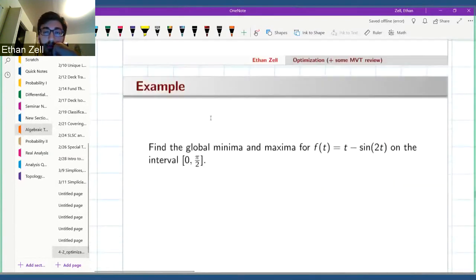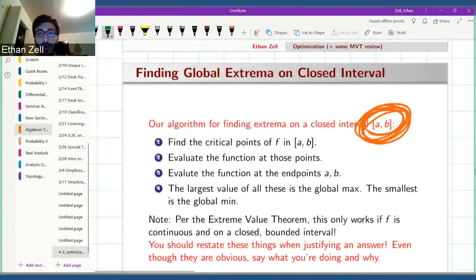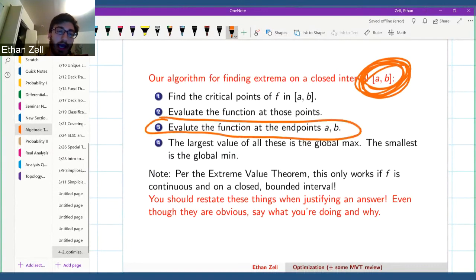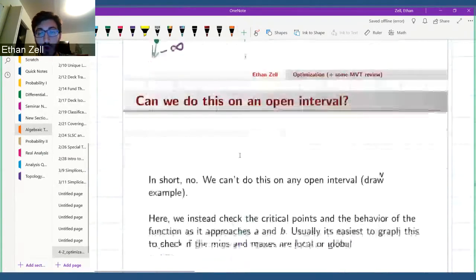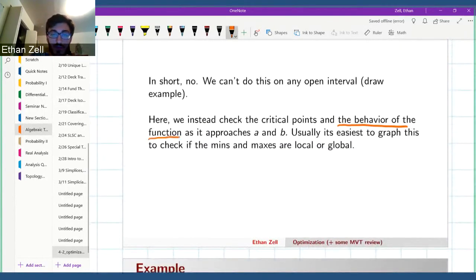So I want to do an example. Oh, no. I do have one more thing to say. So in our algorithm before, which I'll go back to remind you of, we had 4 steps. Okay, the chief difference with the open interval is going to be this step and slightly the last step. Okay, so the third step is going to change for open intervals to look at the behavior of the function as it approaches a and b. So behavior, by behavior we mean limit.